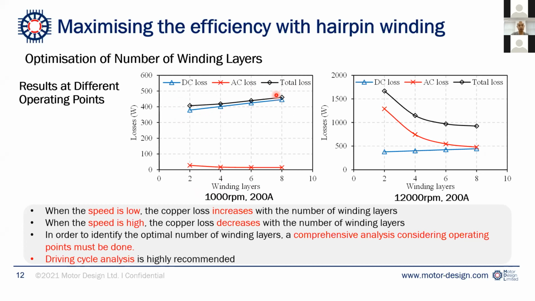That is to say, there is no benefit to using a higher number of winding layers, as the overall total copper loss will increase with the winding layers, and the cost of using a higher number of winding layers also increases. There's no benefit at all.